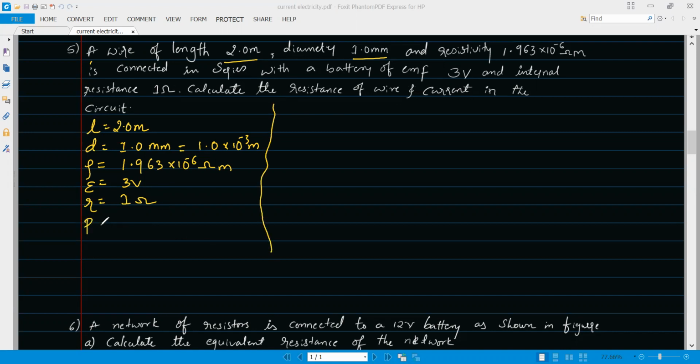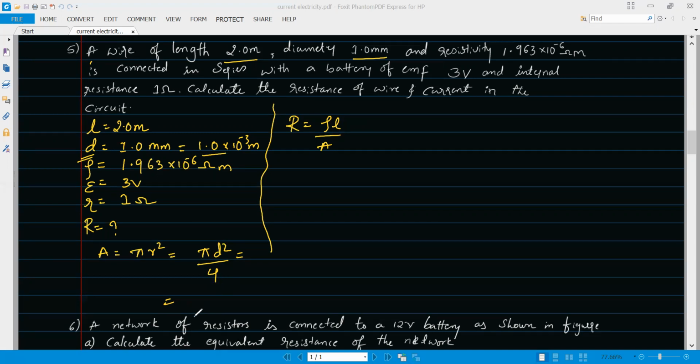So let us calculate R. What is the relation for R and all these terms? R is equal to rho into L divided by A. So first we need to calculate A. If D is given, we can use this formula to calculate A: A is equal to pi r square, or we can also use pi d square by 4. So if you use this formula, the area is calculated. Put pi as 3.14, put the value of d, square it, and divide by 4.